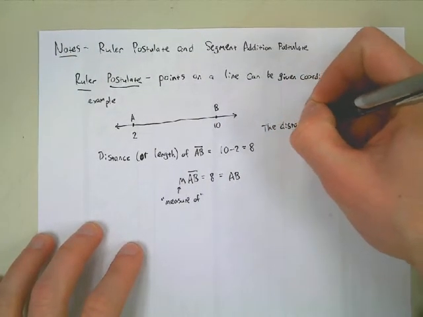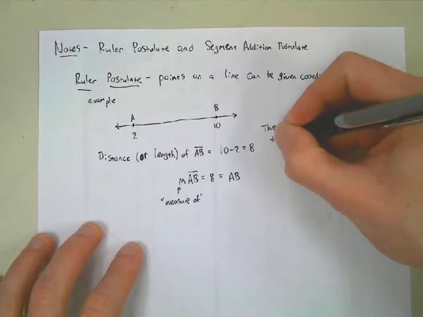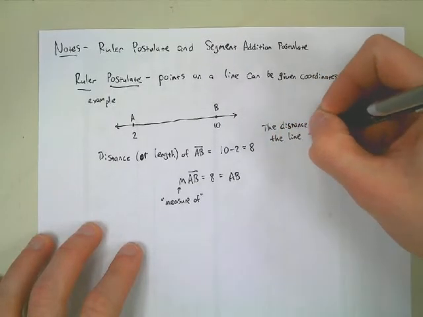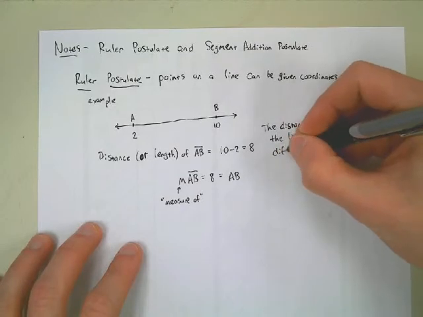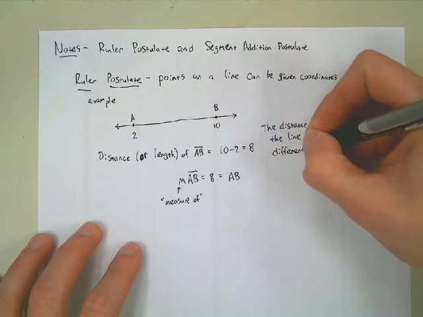But the key thing to remember here is that the distance on the line is the difference, right? Difference means subtraction. The difference of the coordinates.